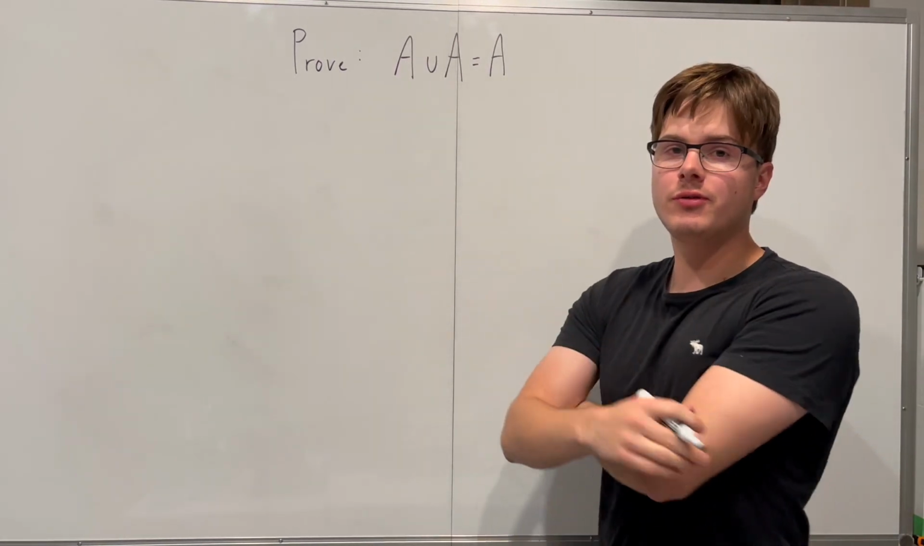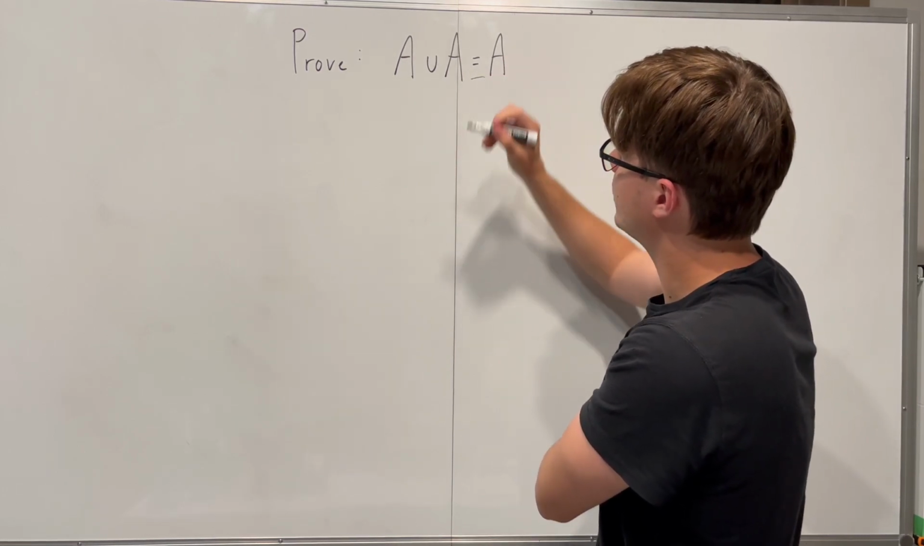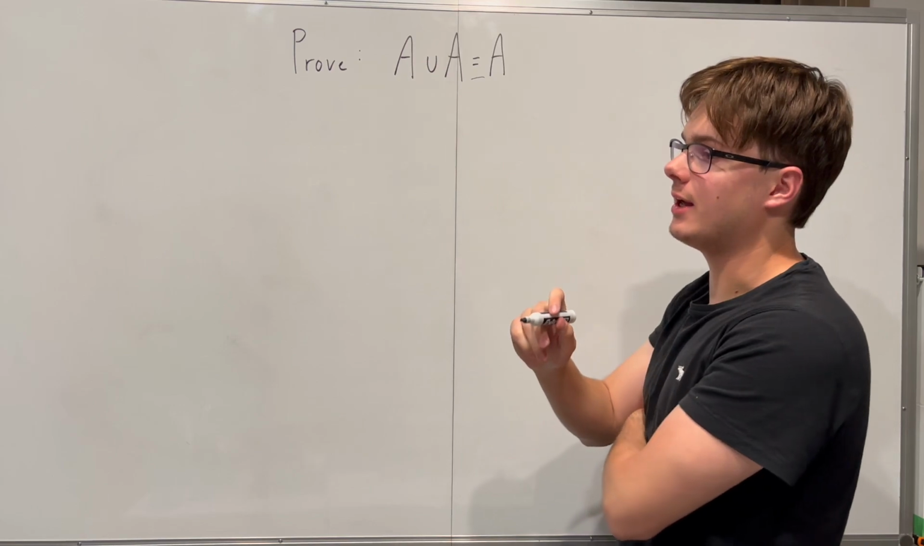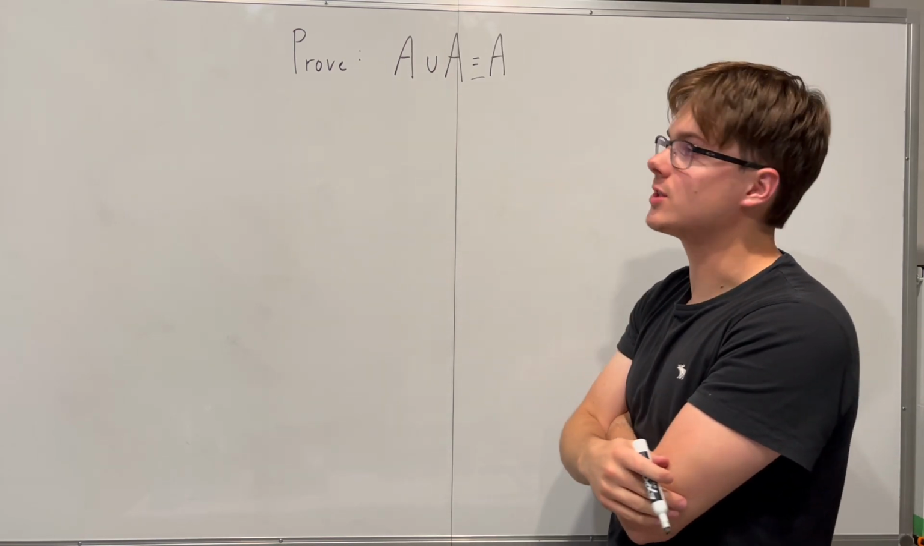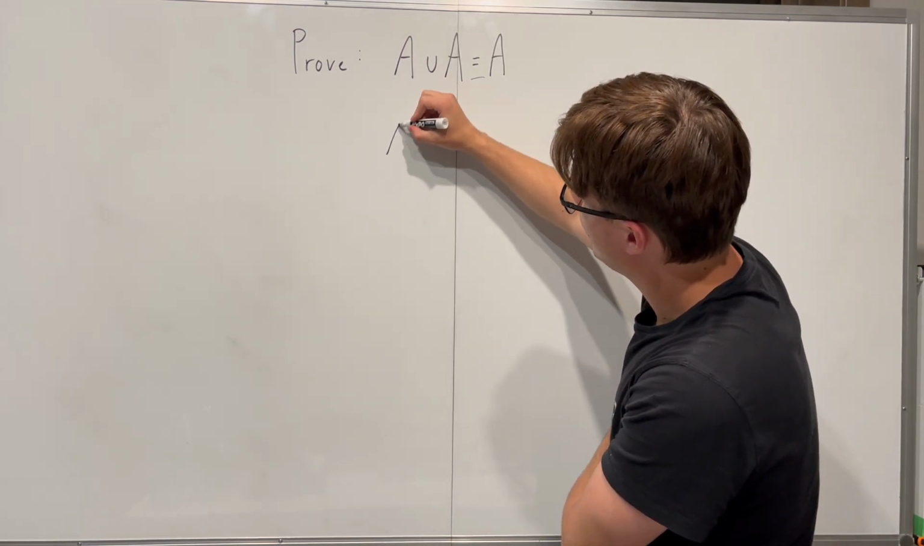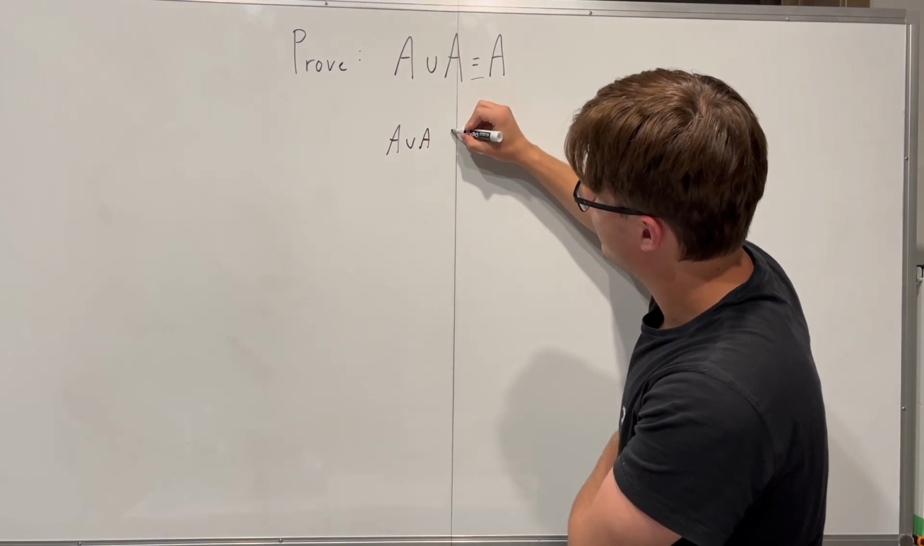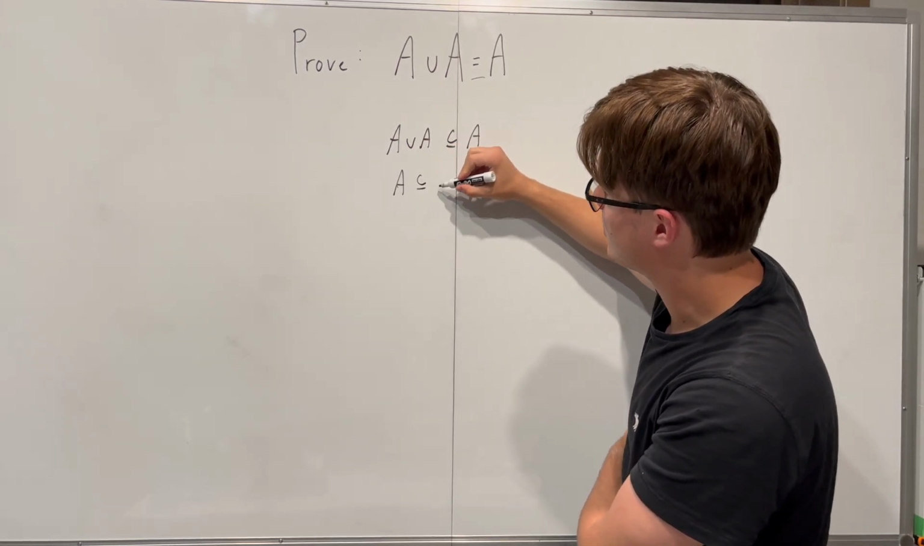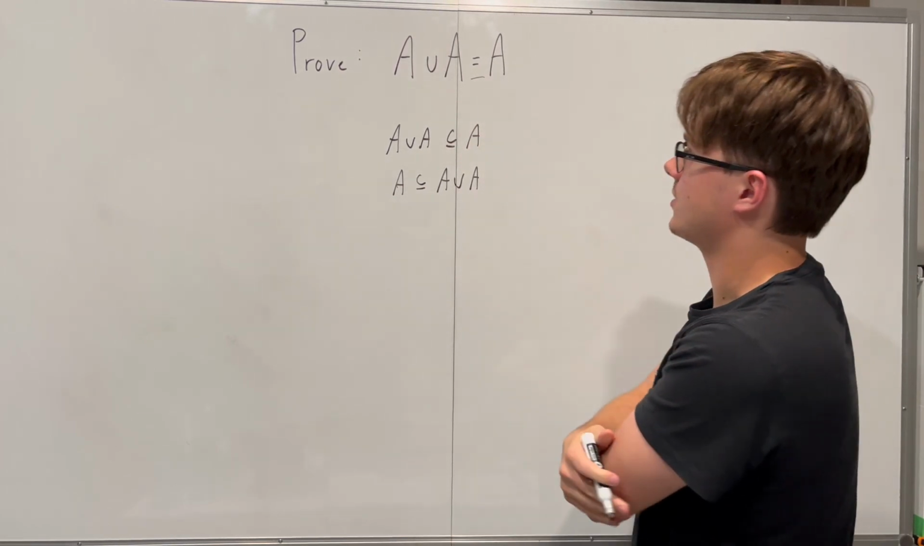Okay, so in order to prove this, we have to understand this is an equality, which means that in order to show that the left-hand side is equal to the right-hand side and the right-hand side is equal to the left-hand side, we need to show that the left-hand side is a subset of the right-hand side and the right-hand side is a subset of the left-hand side.